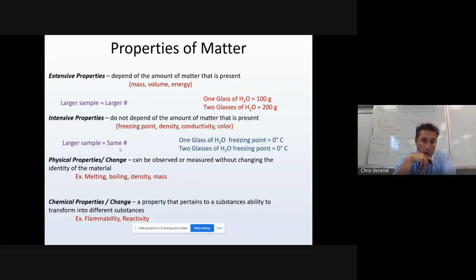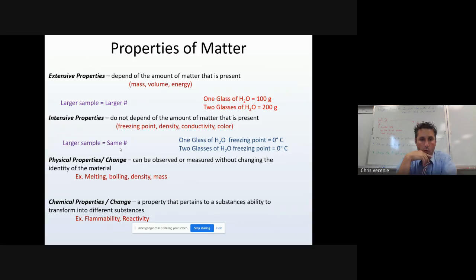Conductivity is a good one, right? If water conducts electricity, whether I have 1 glass of it or a swimming pool full of it, when I pump electricity into it, it will pass through it from one side to the other. These are known as intensive properties.